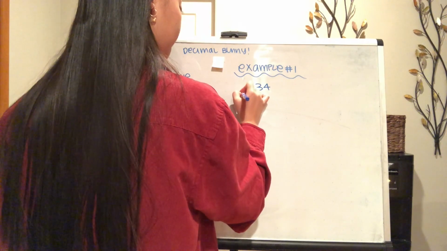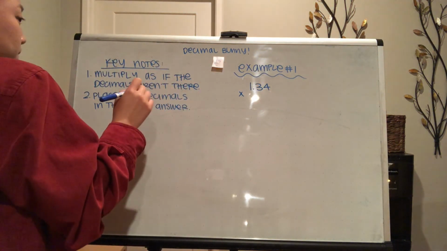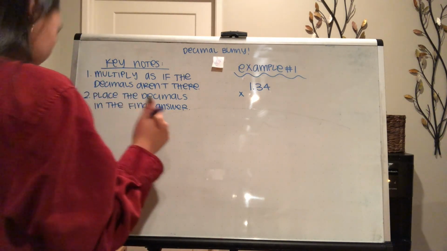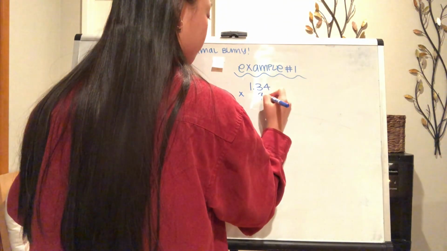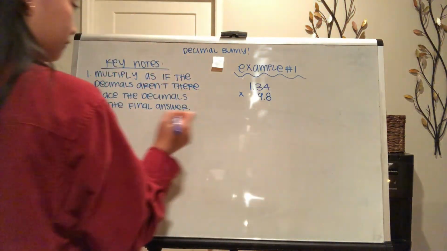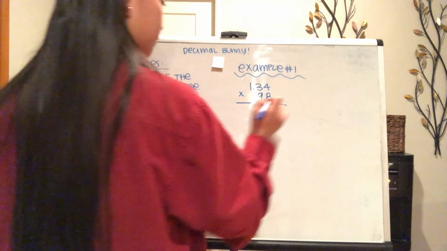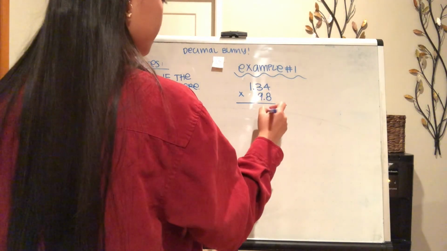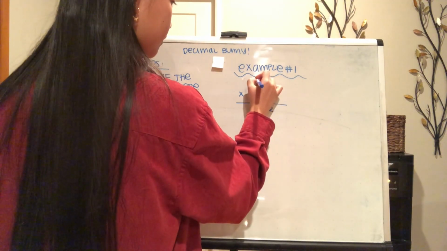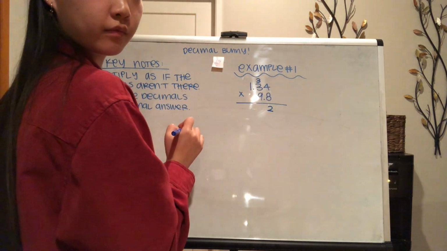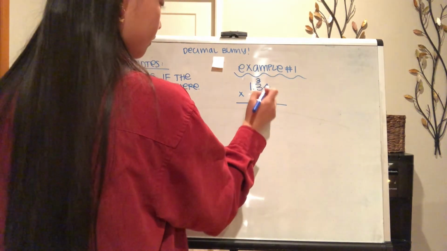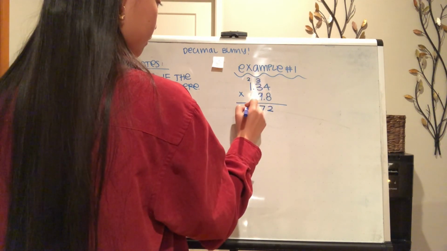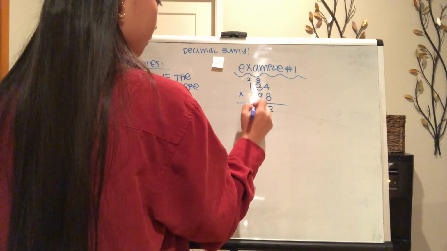So now on to example 1. We're going to be multiplying 1.34 times 9.8. Our first step is to just simply ignore the decimals as of right now, and then we're going to multiply. So 8 times 4 is 32. You put the 2 down, carry the 3. 8 times 3 is 24 plus 3, which is 27. You write the 7 down, and then you carry the 2.